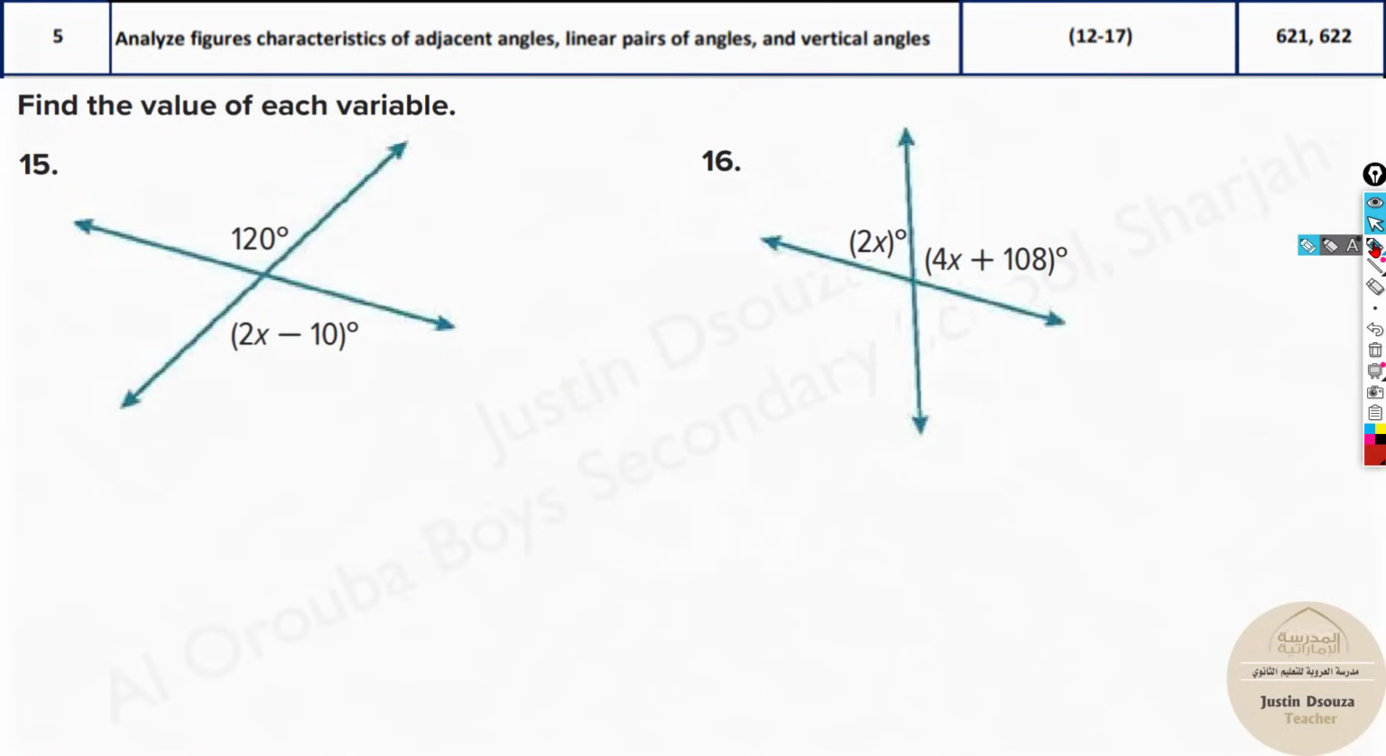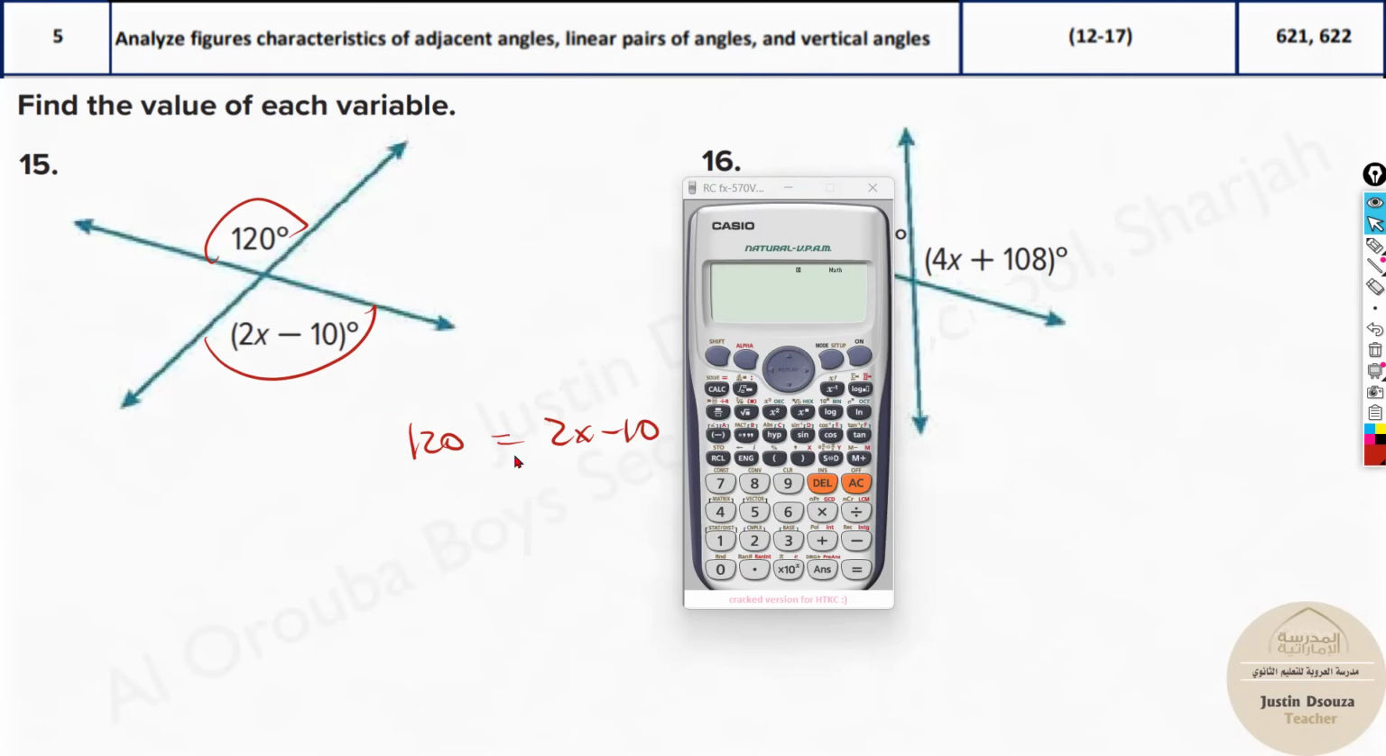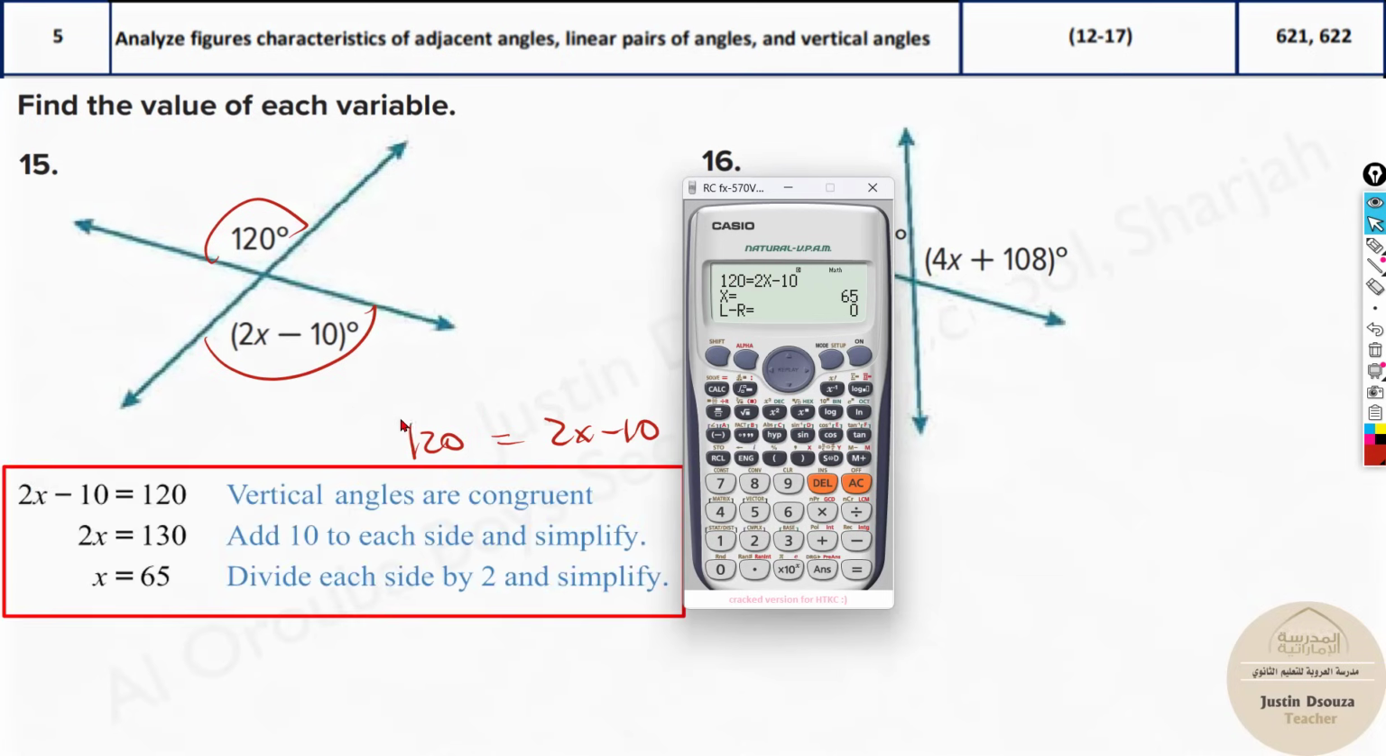And now here we have again vertical angles, this and this, they are equal to each other. So you just have to put it in the calculator and you can solve it up. I'll show you how to do it in the calculator directly. In the calculator, type it as it is, 120, and how do you type equal is alpha and calc. Now this is equal to 2x minus 10. And press shift and solve. You get the answer. This is not the answer. Shift and solve and then equal to, the answer is 65 here.